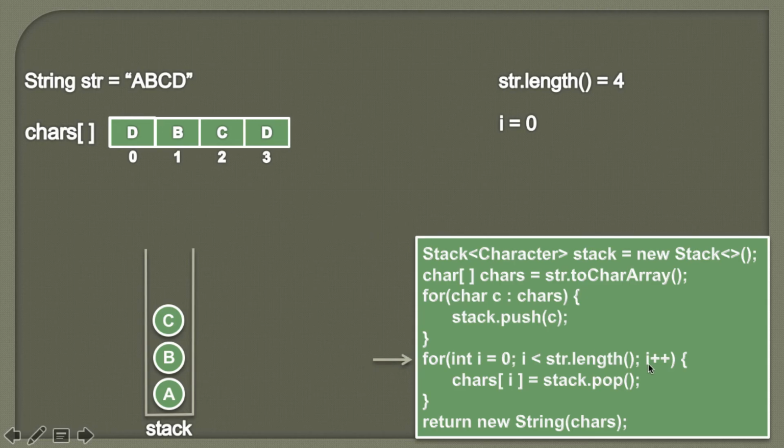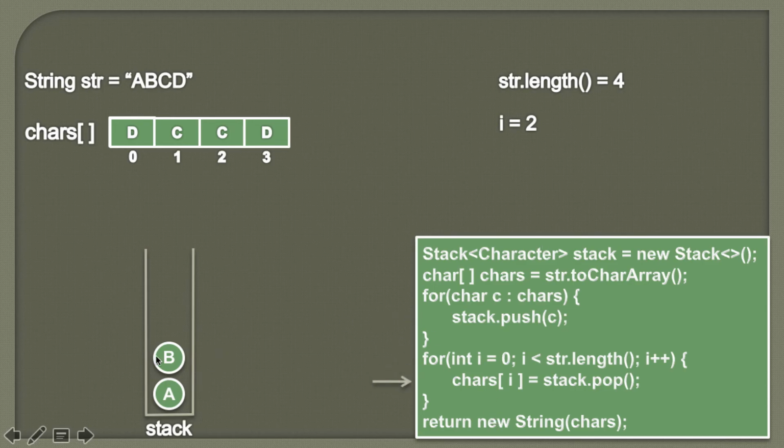Now we'll increment the I. So I becomes 1, and still the value of I is less than 4. Now we'll again pop the element from the stack, which is nothing but value C, and we'll assign it to the char array at index 1. So the value at index 1 becomes C. Moving ahead. Now the value of I becomes 2. 2 is less than 4.